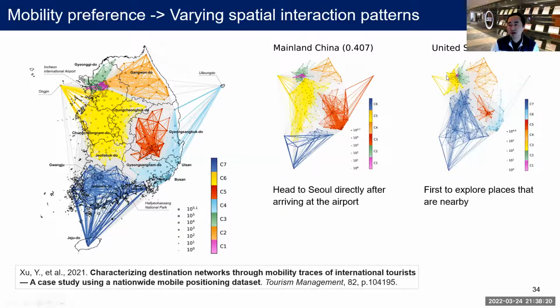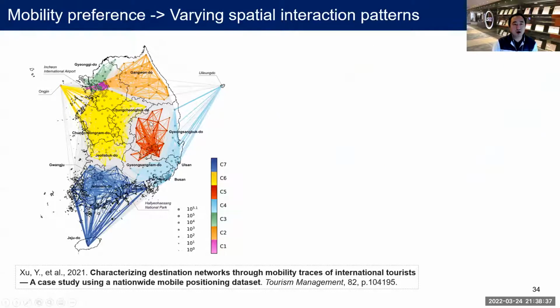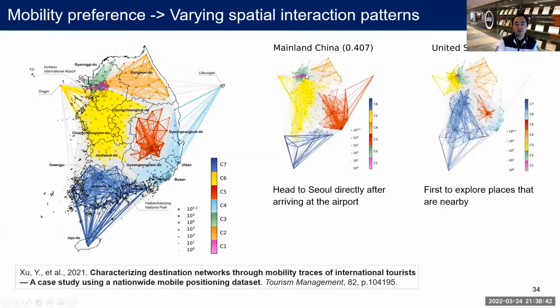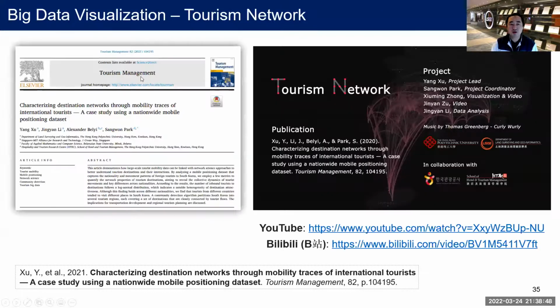While for people from the United States, you see the airport is grouped with nearby cities, which means that a lot of them would first prefer to explore places that are nearby. By using this kind of network science approach, we can really see the mobility differences of people from the perspective of locations, and also from the perspective of spatial interactions. This paper was published last year in a tourism journal. And we have also prepared a big data visualization video. I have listed the link here on both YouTube and Bilibili.